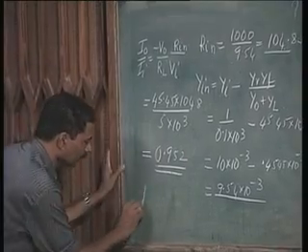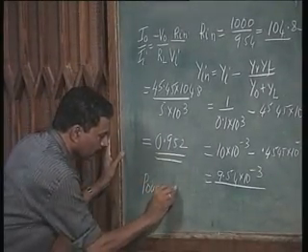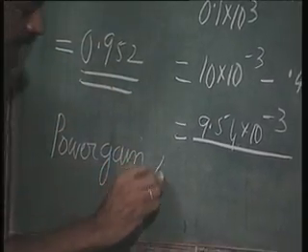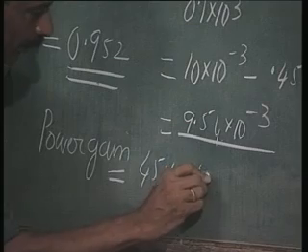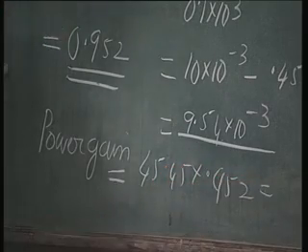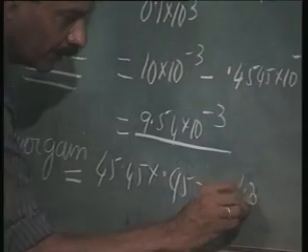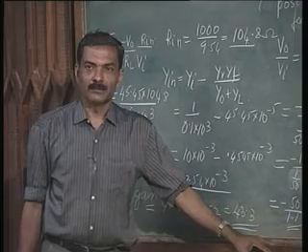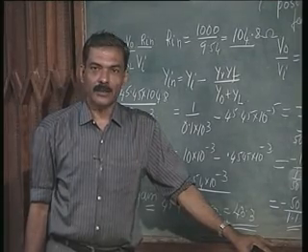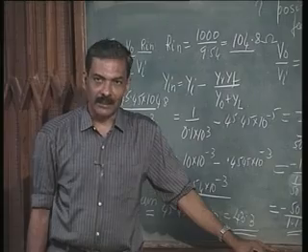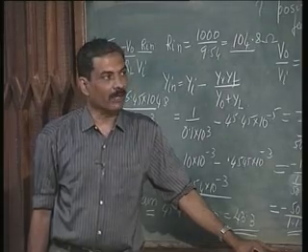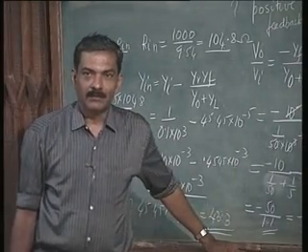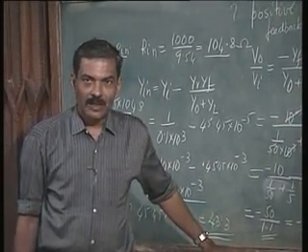So what is the power gain? This is current gain into voltage gain, magnitude of that is 45.45 into 0.952, which is 43.3. As long as the power gain is greater than 1, it is called an amplifier. This is an active device. If the power gain is less than 1, the two-port network can be termed as a passive device of no use, right, for amplification purposes.